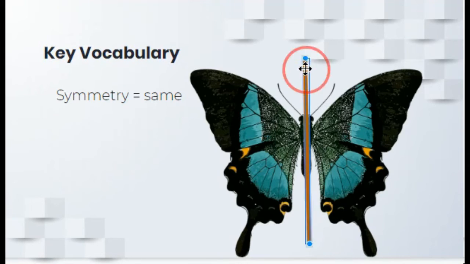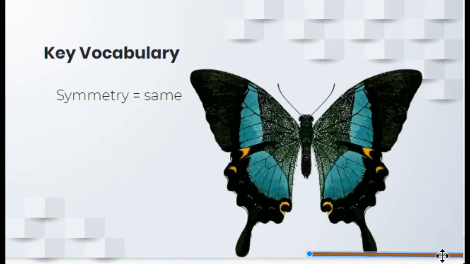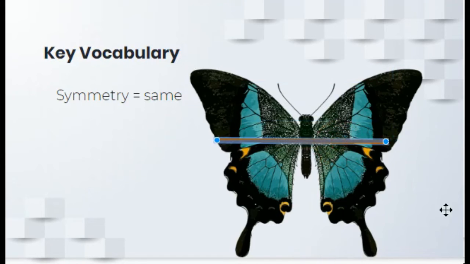Now, if I were to take my line and move it to be horizontal, would that be a line of symmetry? Not quite, because if I were to cut my butterfly down this way and put my bottom half toward my top half, they would not match up at all. So that's what we're looking at today.